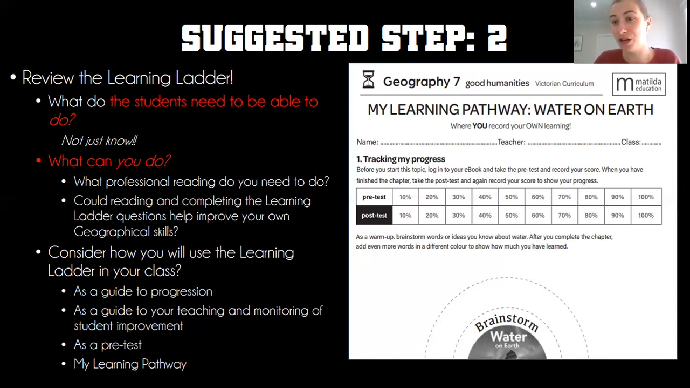There's no shame in looking through some of the older year level textbooks as well to upskill yourself, say, for the Year 7 level. So what professional reading do you need to do, and how can you move up that learning ladder yourself?